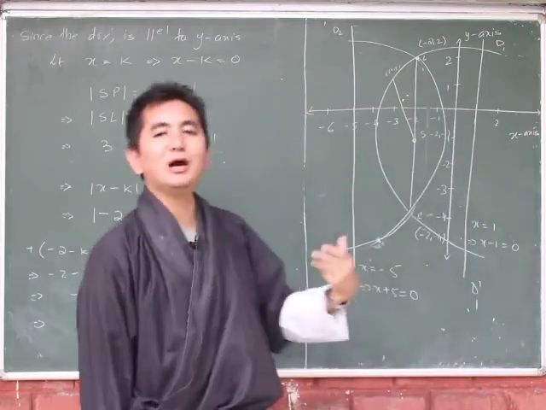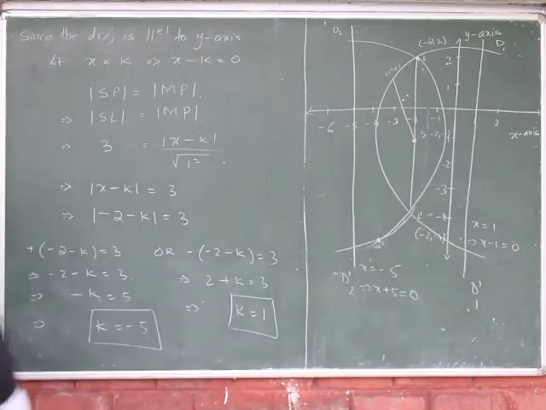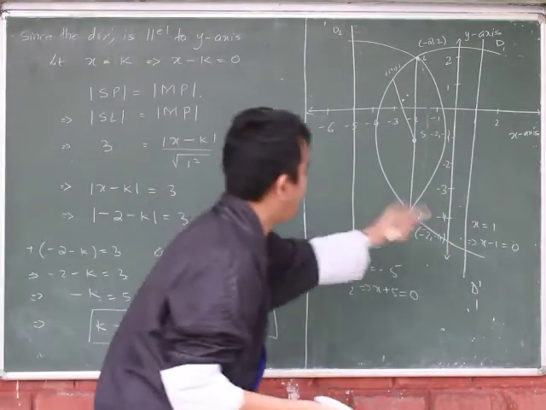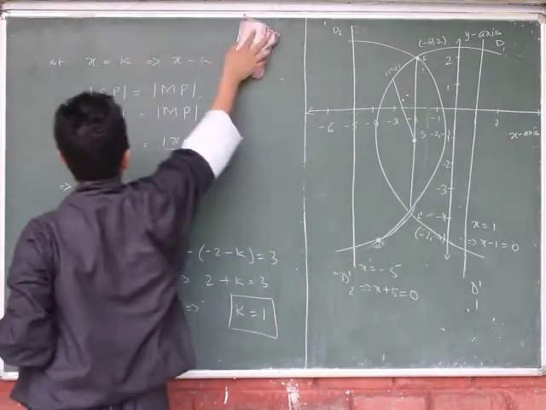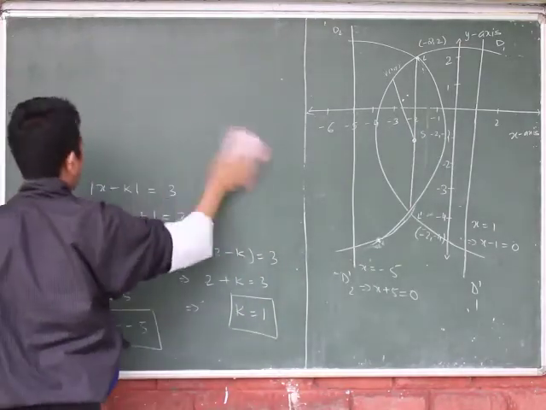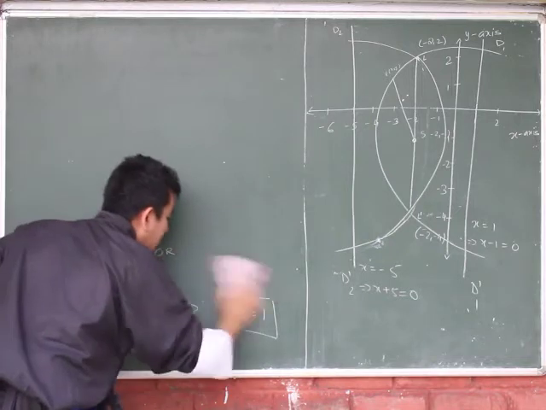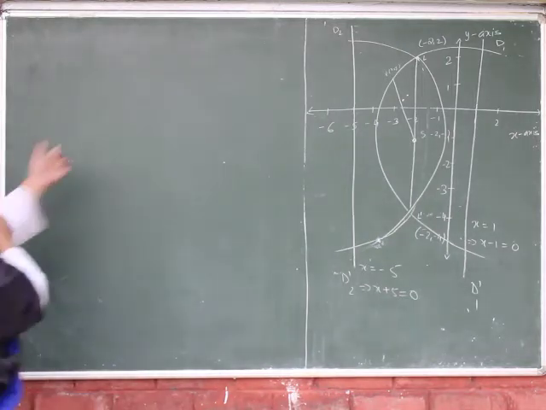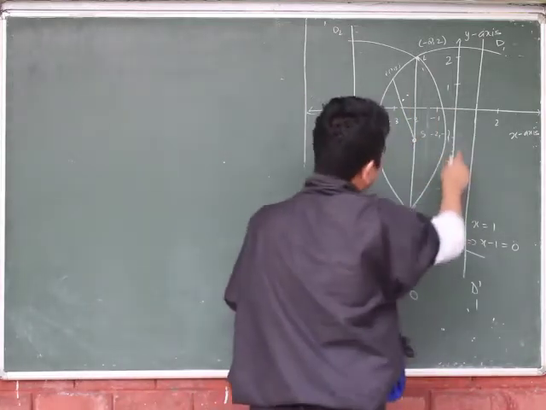Now from here, calculating the equation of the parabola is much easier, because we have the focus point and we have the directrix. So now we can calculate the equation of the parabola. Let me first calculate the concave right parabola.